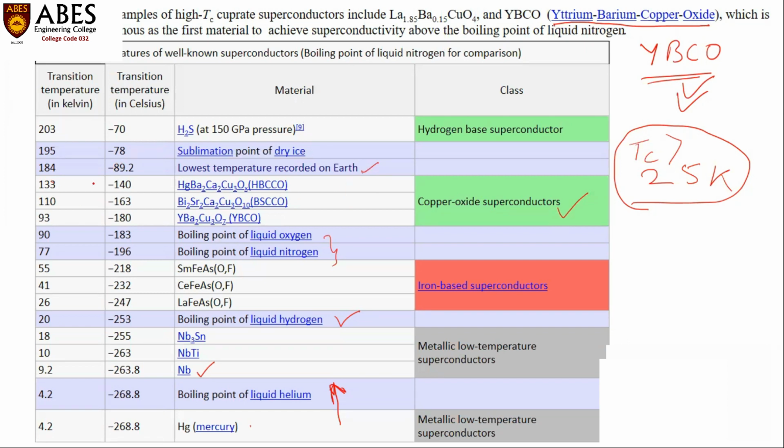Our very famous high temperature superconductors are the copper oxide superconductors, which have transition temperatures from 133 to 93 Kelvin. Then the iron-based superconductors have transition temperatures from 55 to 26 Kelvin. These are very important elements because as we have raised the temperature, we can find their utility in our technical applications, where they can be used.